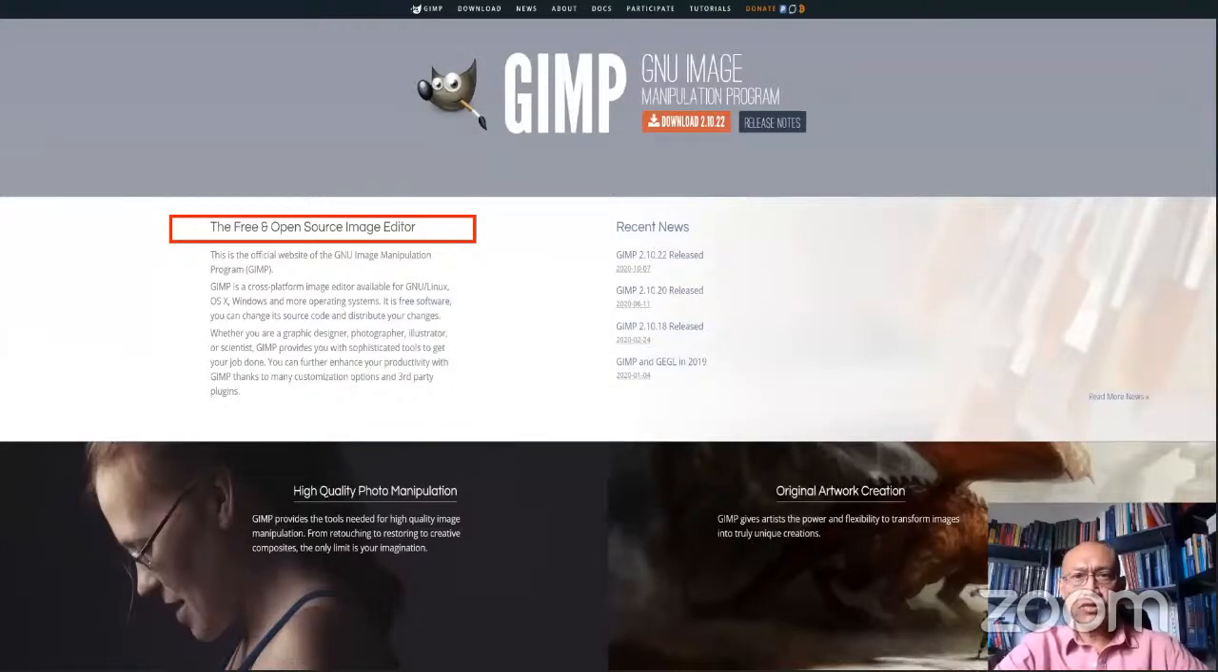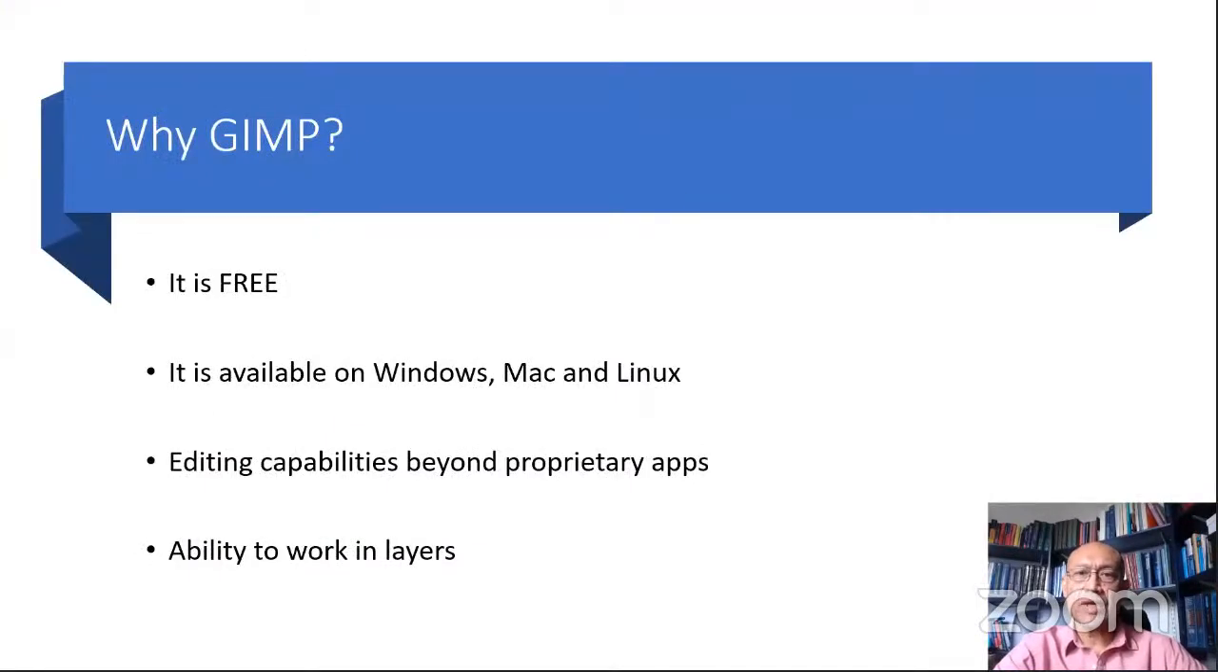Let me introduce you to GIMP, which is an open source and open access software that allows you to perform all that is needed for deformity analysis and simulation of correction as can be done with the proprietary applications. This software is free. In addition, it is available for virtually the three main operating systems in use, Windows, Mac, and Linux, and the editing capabilities of this program exceed those of those proprietary applications. And most importantly, this program has the ability to use layers.